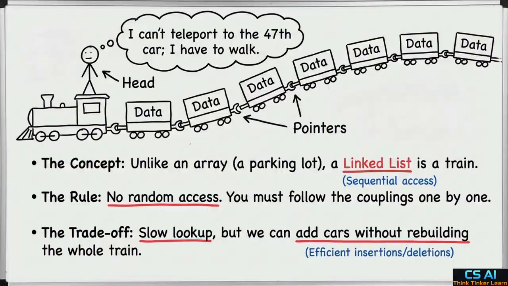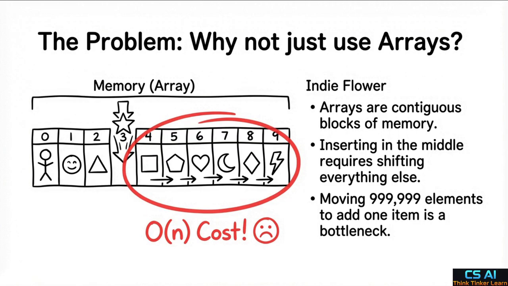So why not just use arrays all the time? Arrays are fantastic because they store elements in a contiguous block of memory. This means all of your data is nicely packed together. However, this contiguous nature becomes a problem when you need to insert an item in the middle. For example, if you want to insert a new element at index 4 in a full array, you'd have to shift every single element from index 4 onwards to make space.